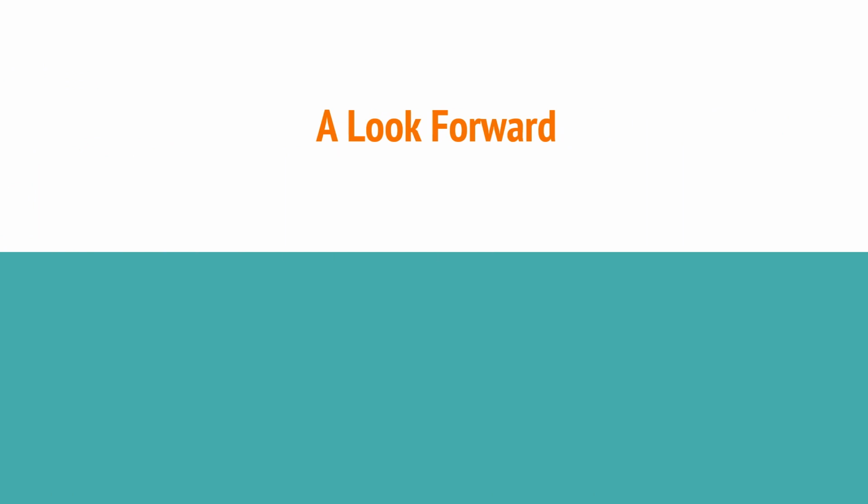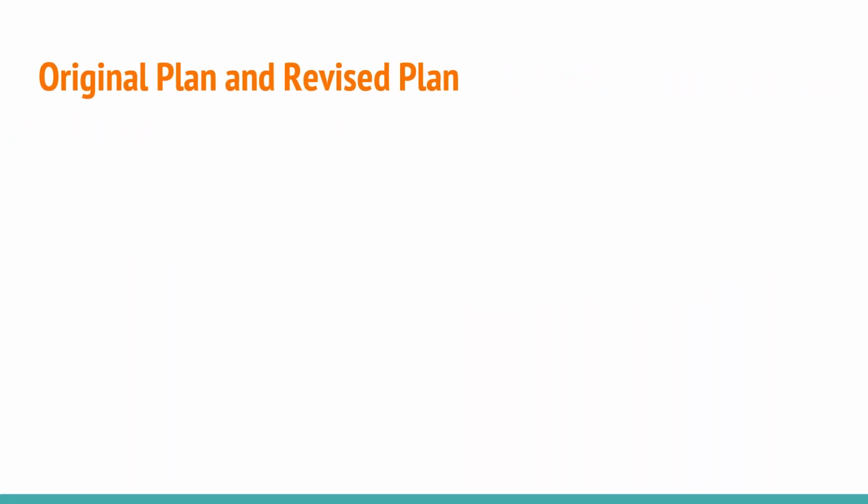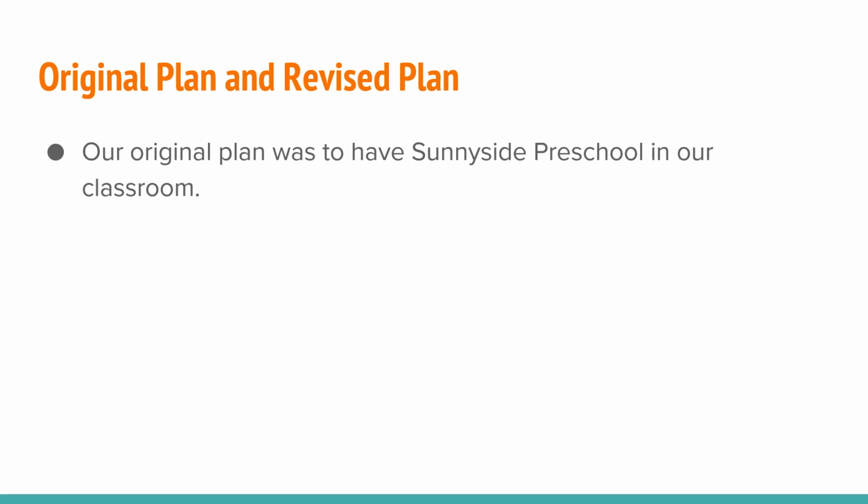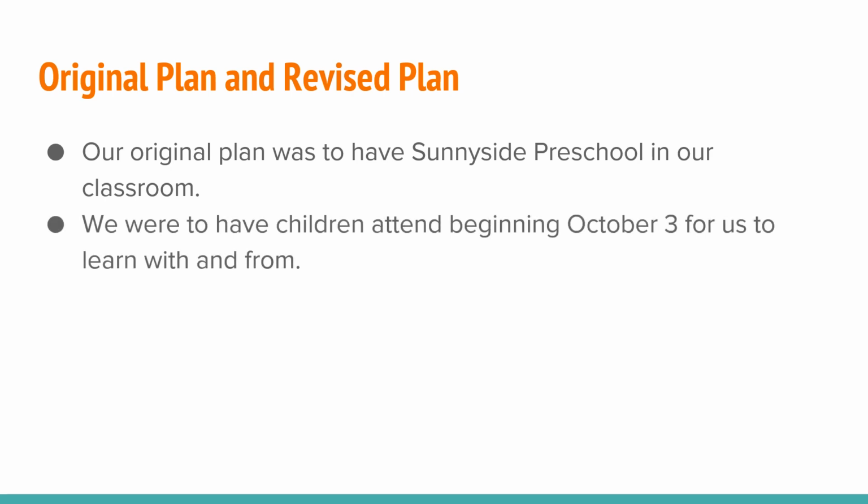Next, what I want to do is to take a look forward to the coming weeks and months that we have in front of us. We have an original plan, and we have a revised plan. Our original plan, as you know, was to have Sunnyside Preschool right here in our classroom. We were going to have children, young children, 3 and 4-year-old children, attend Sunnyside Preschool, and the plan was for them to join us on October 3rd to start learning with and from the young children.